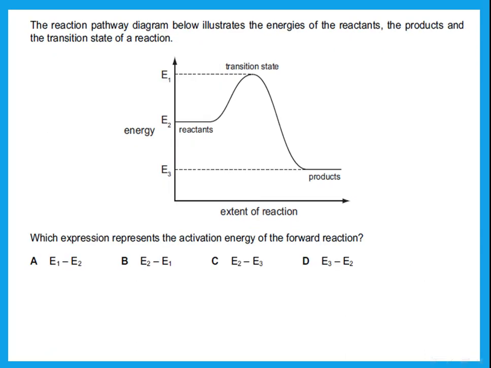The reaction pathway diagram below illustrates the energies of the reactants, products, and transition state. Transition state is the state between reactants and products. Doesn't make a difference. Which expression represents activation energy? Again, we said activation energy is what? It's the distance from reactants to the top. And that means, remember that the top, in this case, is more positive value than the reactant. So in this case, it is E1 minus E2. Do we understand that? It is the distance from reactants to the top. So that is E1 minus E2.